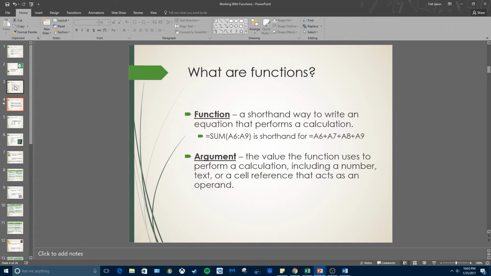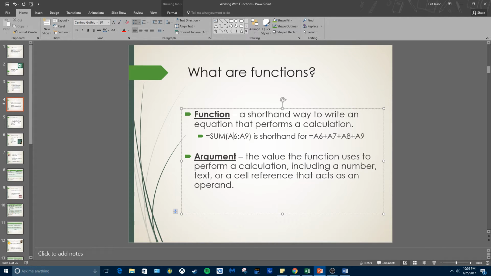So a function is a shorthand way to write an equation that performs a calculation. It's also used to analyze qualitative and quantitative data. The function here is equals sum, A6 through A9. Now, just a little bit of review.